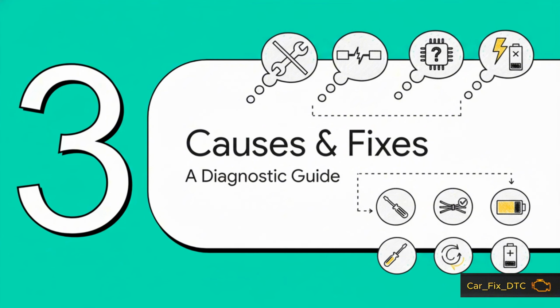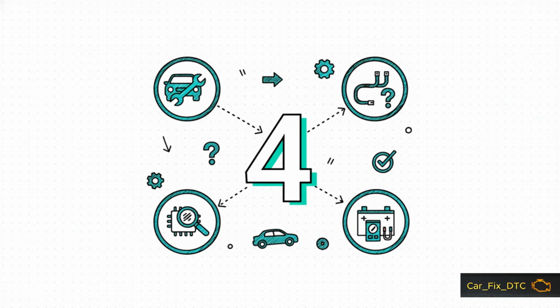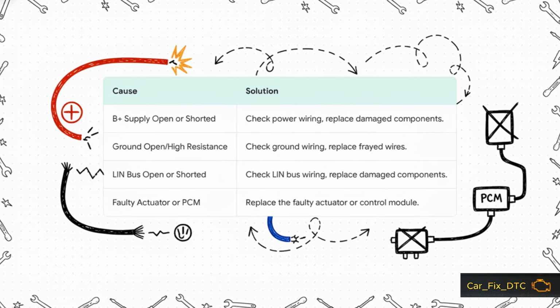Okay, this is the main event. We know what the code means, we know what part we're dealing with. So now, let's get into the 4 most common reasons why that communication has failed and what you can do about each one. We're basically hunting for one of 4 specific culprits here. And if we check them out systematically, one by one, we can figure out the real problem without just guessing. This table here lays out our whole diagnostic path, so let's walk through it.